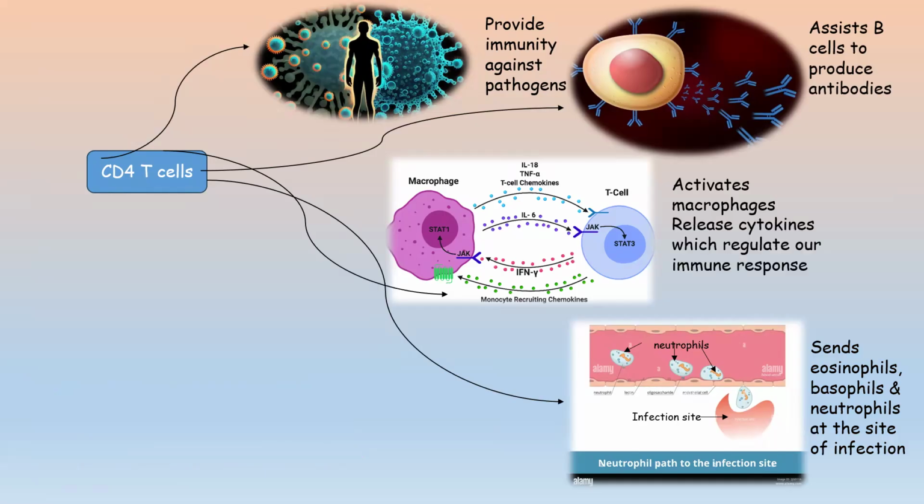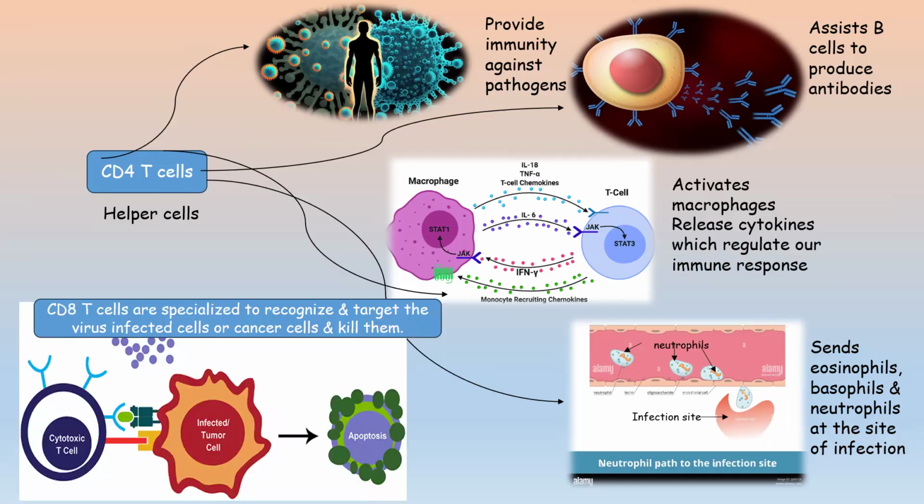They also release cytokines which regulate our immune response. Basically, they are helping to carry out the total immune response. That's why they are called helper cells. CD8 T cells are specialized to recognize and target the virus-infected cells or cancer cells and kill them. That's why they are called killer T cells or cytotoxic, which means toxic to cells.